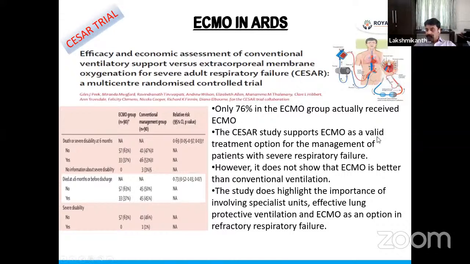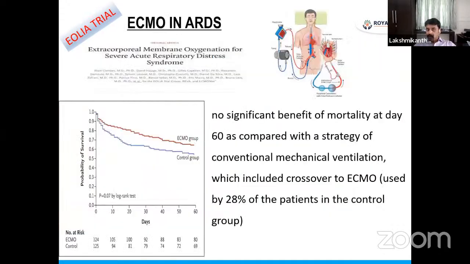The CESAR study still supports ECMO as a valid treatment option for the management of patients with severe respiratory failure. However, it does not show that ECMO is better than conventional ventilation. This study does highlight the importance of involving specialist units, effective lung protective ventilation, and ECMO as an option in refractory respiratory failure. So then came the most important study, the EOLIA study.